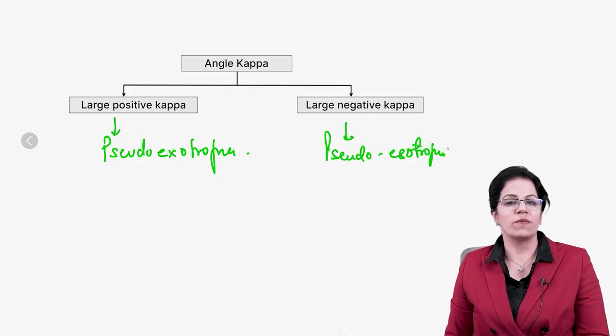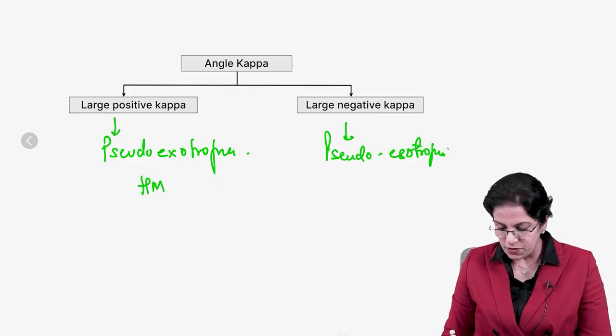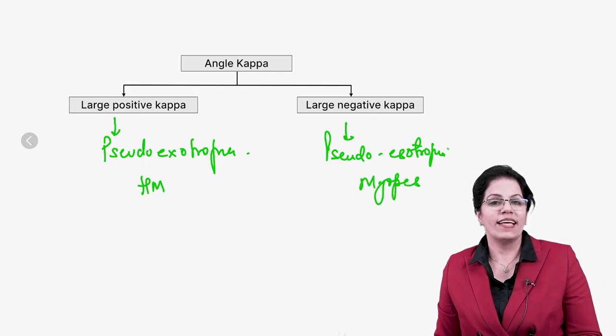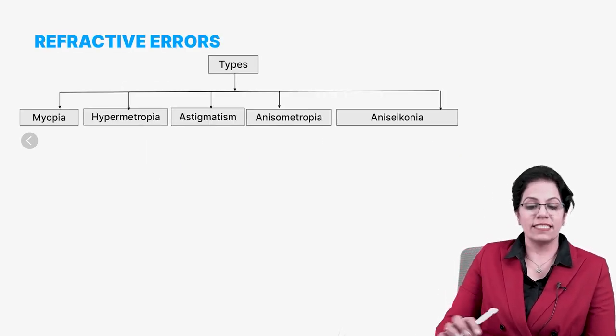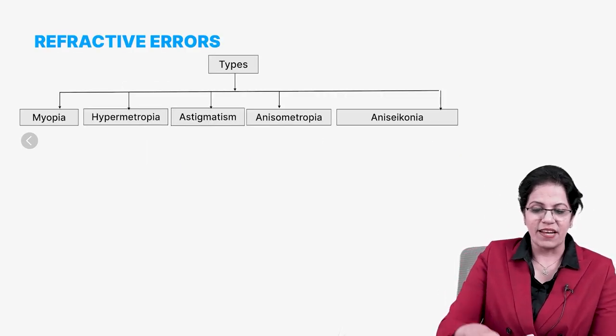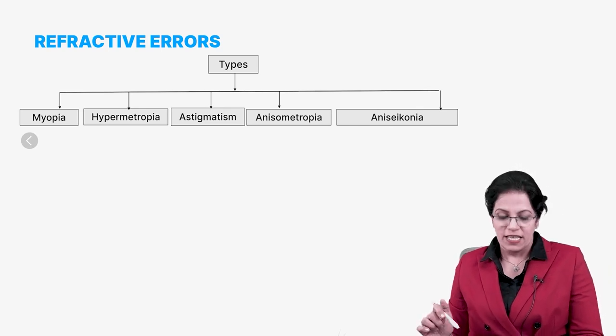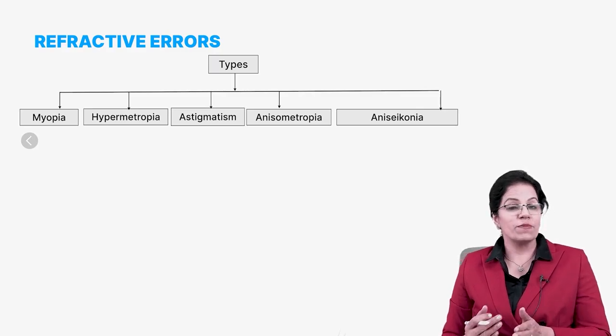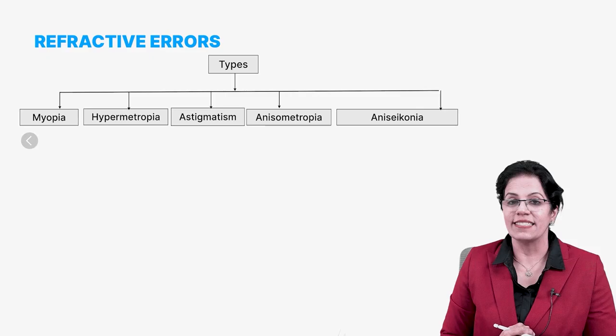This is all you have to know about this is for hypermetropes, this is myopes. So this is what you have to know about your visual angles. We come to the next important thing: what are the different refractive errors that we are going to cover? So myopia, hypermetropia, astigmatism, anisometropia, and lastly aniseikonia.